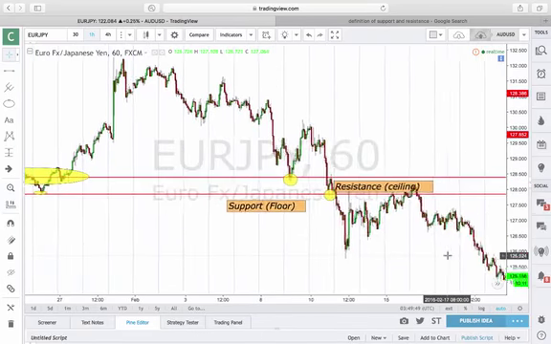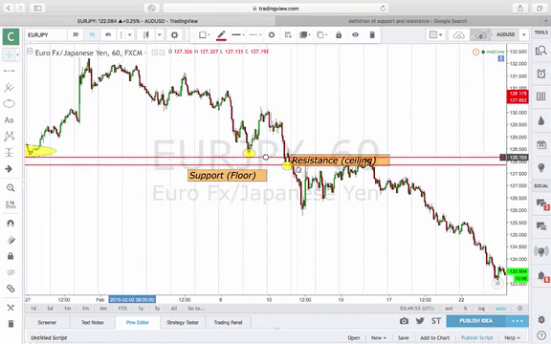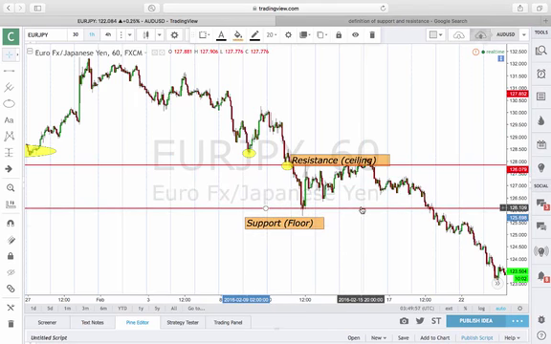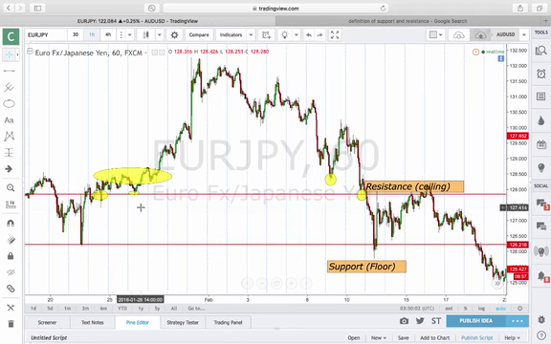Okay? Now watch what happens. Tested as a newfound ceiling. This right here becomes the floor because it's bouncing off of it. Look at multiple areas where price is touching. Okay? Touching here. Touching here. Right? Let me clear this out for you guys so you guys could actually see it.